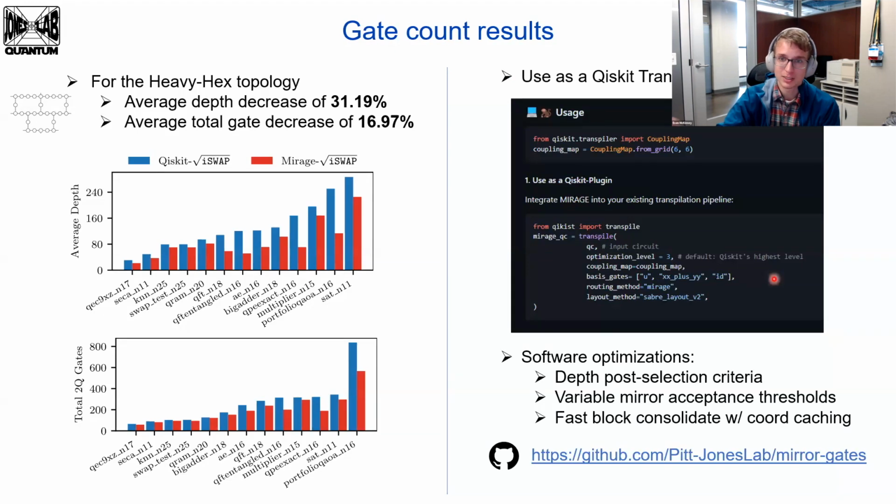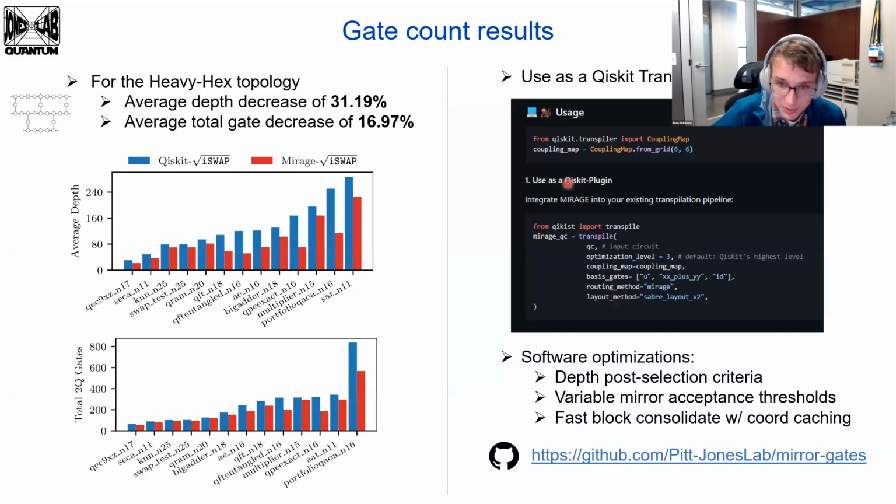If you're interested in this, I've built it to be a Qiskit transpiler plugin, which means that to take advantage of transpiling with Mirage, all you have to do is install the package, and it works natively with the Qiskit transpile function. By pip installing my package, it gives you access to these routing methods, Mirage, and my layout method.